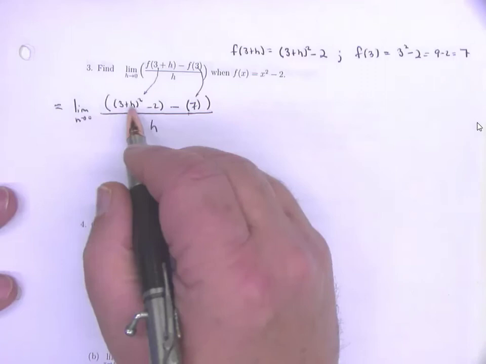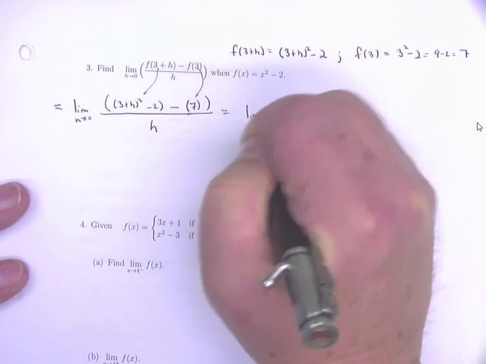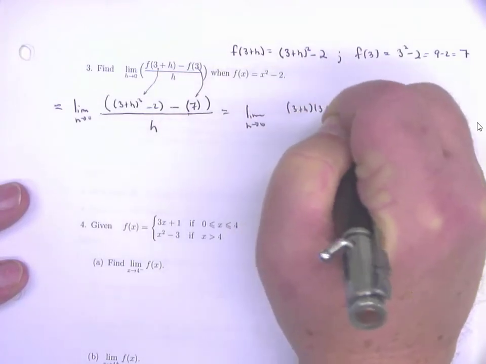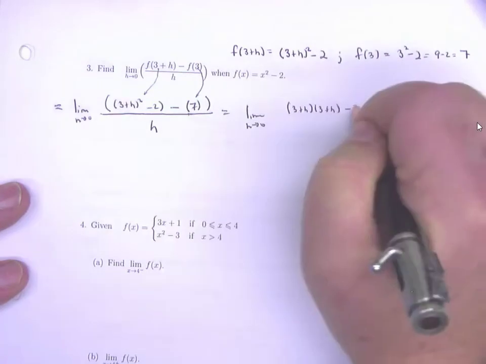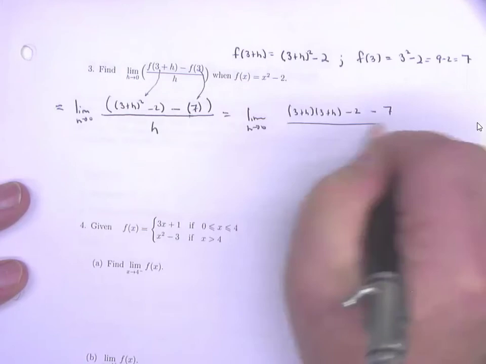What does (3 plus h) squared mean? And this is where most students are going to screw this up. They're going to tell me (3 plus h) squared is 9 plus h squared. Clearly, you can distribute the 2. No, it doesn't work like that. Squared means multiply by itself. So this will be equal to the limit as h approaches 0 of (3 plus h) times (3 plus h), and then minus 2, minus 7, just cleaning up some parentheses there, all over h.